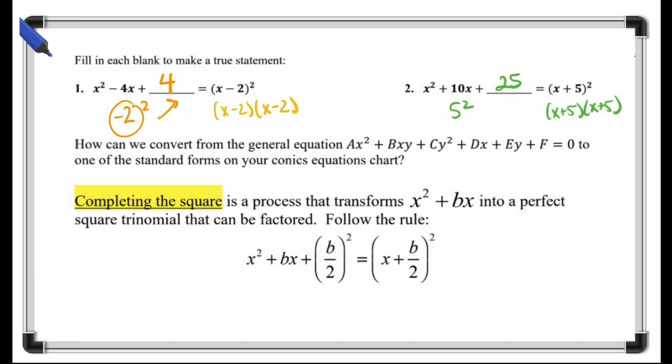So in order for us to convert a general equation into one of the standard forms of our four conics, you're going to have to use this process called completing the square. What that does is it transforms what we have into a perfect square trinomial that can be factored. So you're going to follow the rule: I'm going to take the coefficient on my x to the first power term, divide it by 2, and then square it, so that it becomes a term that we can go ahead and factor. So let's take this process and convert our conics equations into standard form.